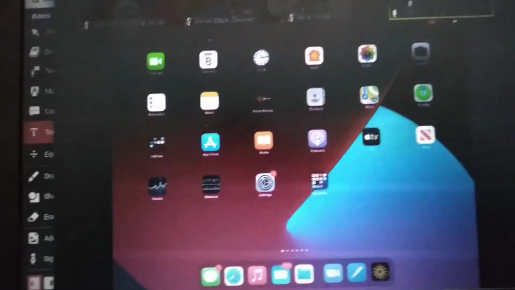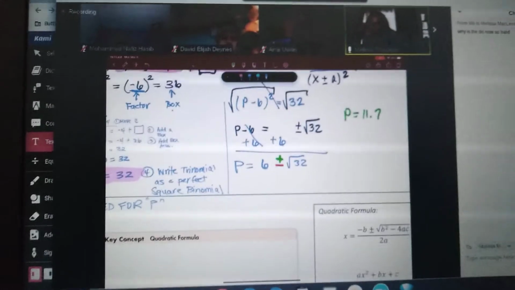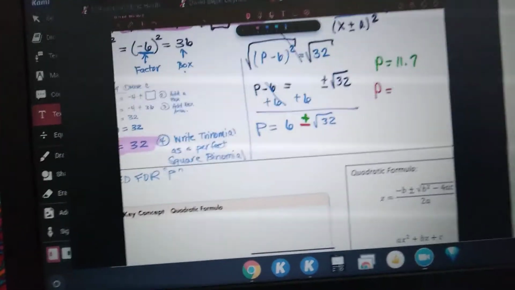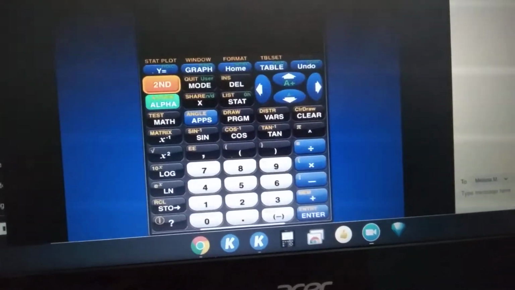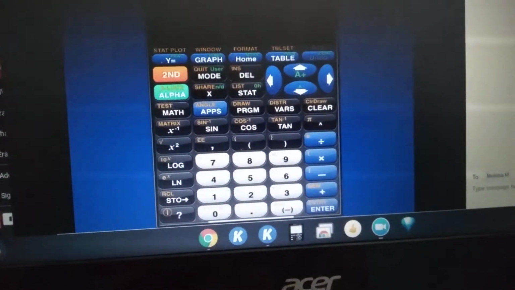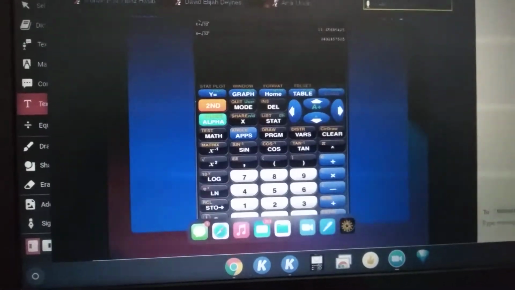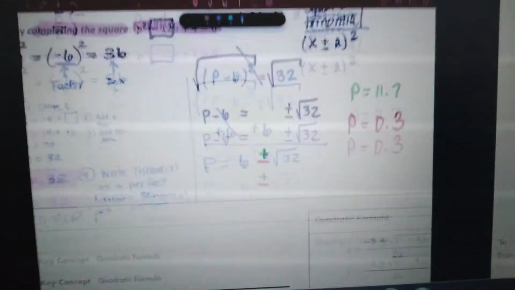Goody. So, I get P is equal to, the green is the plus, 11.7. Now, I'm going to solve for the minus. P equals, so now I say, calculator, 6 minus second x squared, 32. Hit enter. I get 0.343. So, that's 0.3. So, P equals 0.3. Everybody understand? Yes? Good.